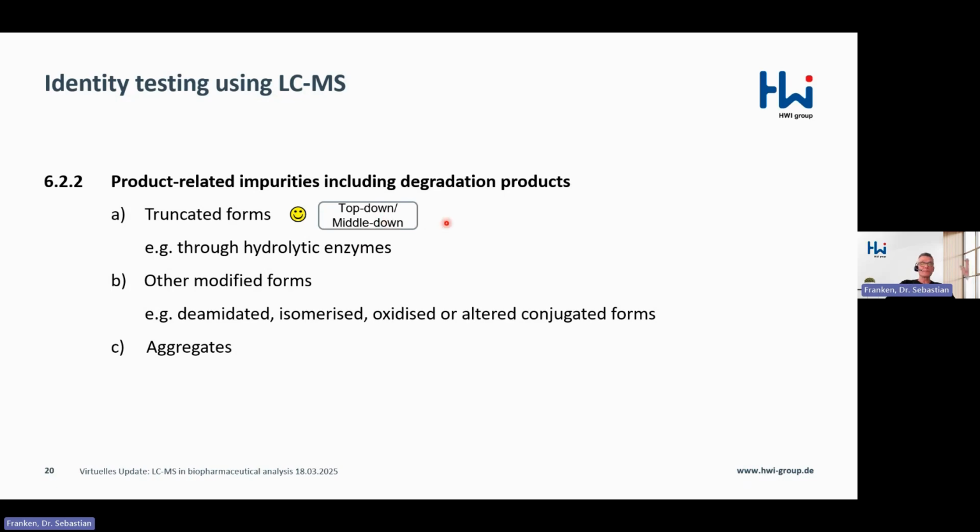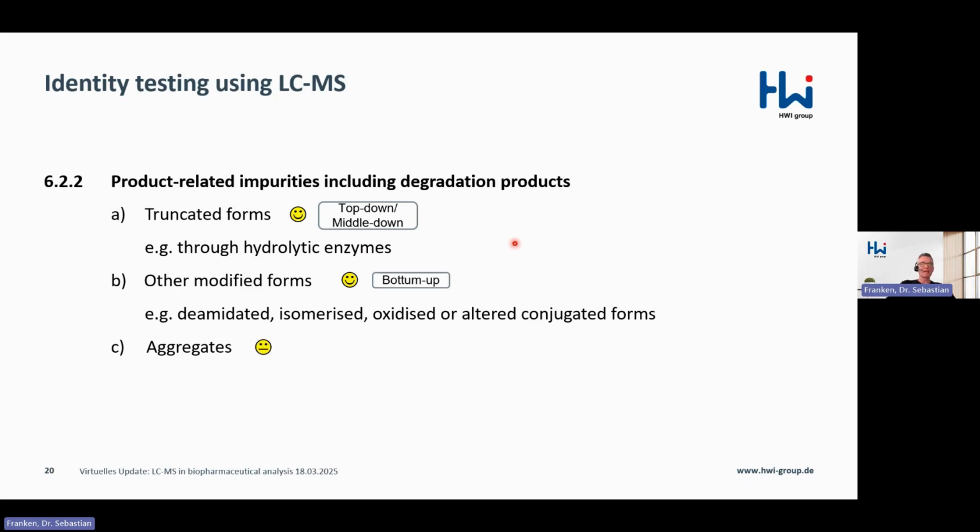Truncated forms: top-down, middle-down, perfect technique for checking for truncated forms. You can identify the mass of the truncated form so that you can, even if you are lucky, say where truncation has taken place and maybe which kind of enzyme activity is responsible for this. Other modified forms also, of course, in the bottom-up mode, are perfectly addressed by LC-MS.